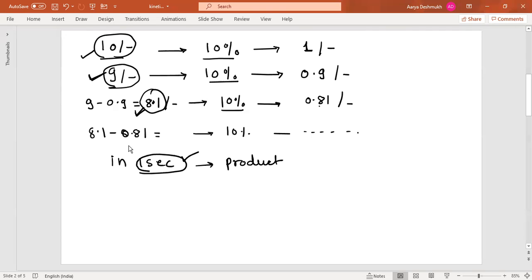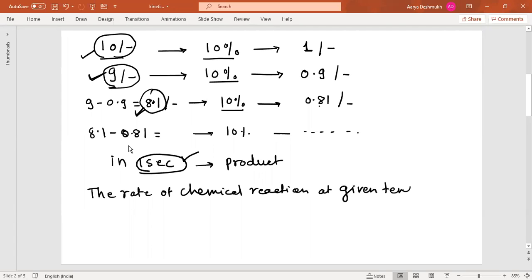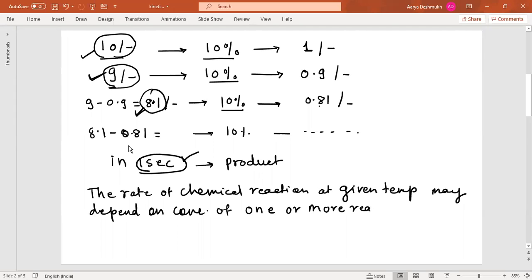Means the rate of the reaction, I can write: the rate of a chemical reaction at a given temperature. No doubt temperature and concentration are the governing factors for the rate of the reaction. At a given temperature, it may depend on the concentration of one or more reactants and products. Okay, so this is what I tried to explain by taking this simple example.